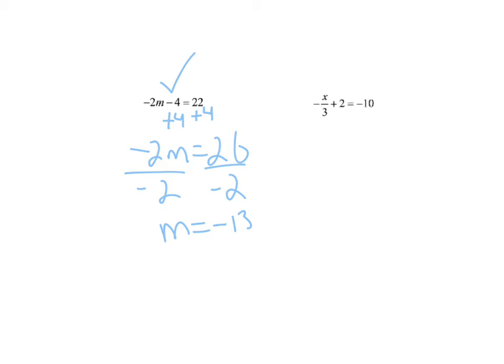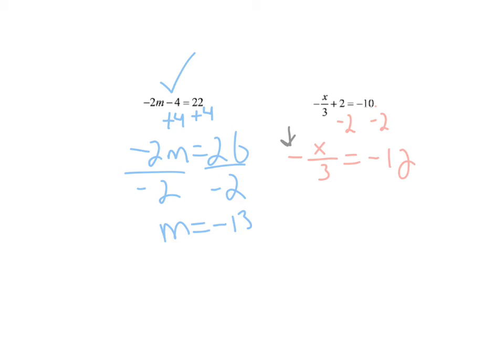Last one here on this slide. We're going to subtract 2. Subtract 2. And we get negative 10 minus 2 is negative 12. Now, you see that negative out here? See that negative right there? Well, that negative can go anywhere it wants. It can go to the x or it can go to the 3. It doesn't matter which way you want to do it. That is entirely up to you.